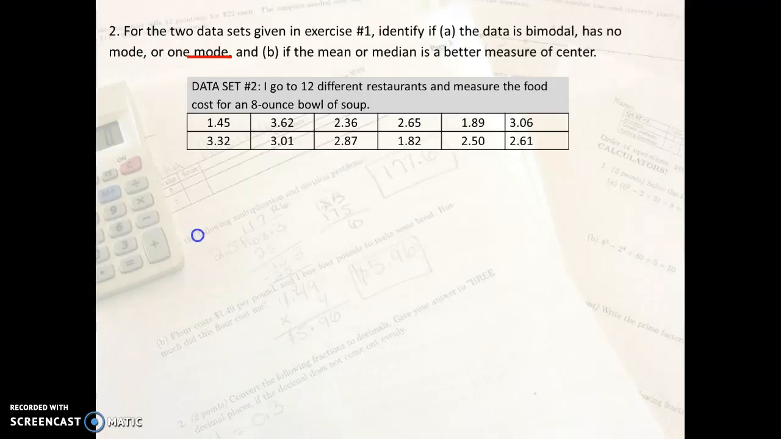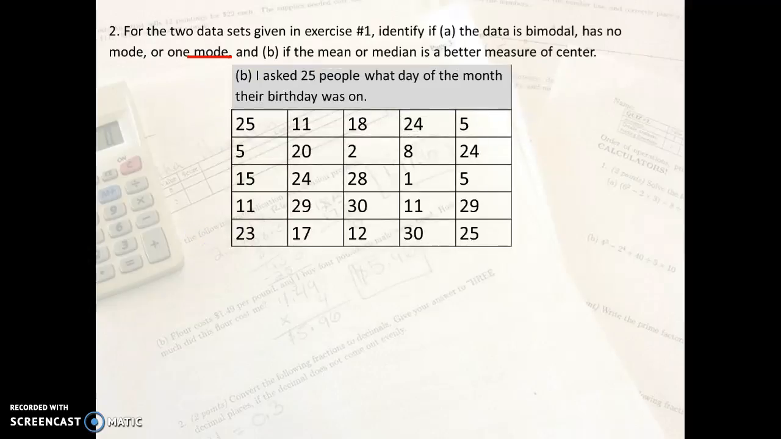Nothing is more frequent. Here's another data set. This is not from your homework. I'm just using these examples to illustrate the points. Pretend I walked around and asked 25 people, what day of the month was your birthday on? Not month, I don't care the month. What day of the month?